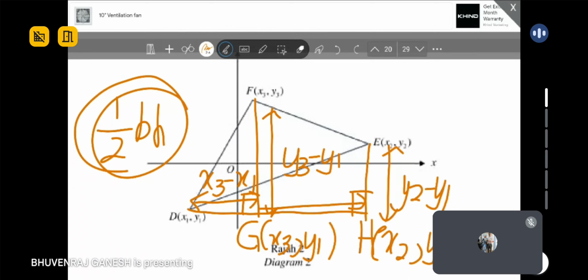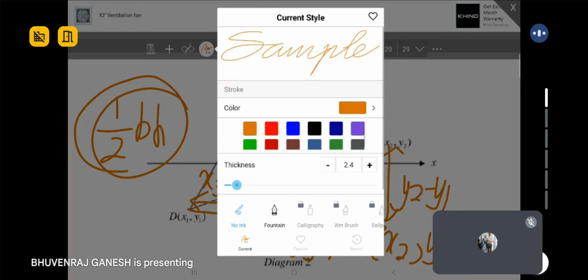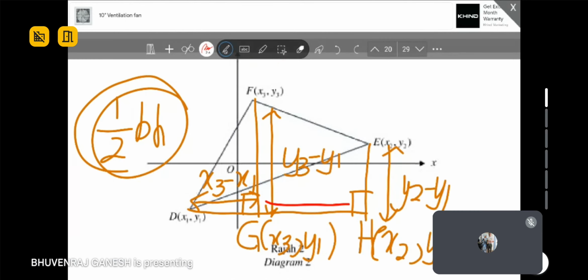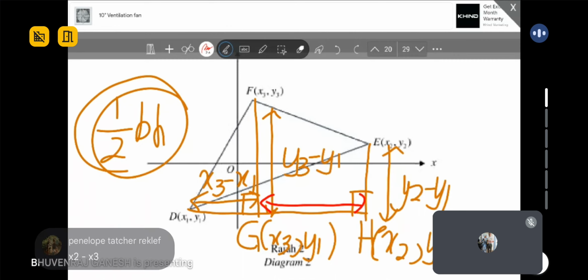This one. Okay, never mind. I use a different color. Kalau tak, kamu semua confused. Okay, this one. Yang merah. What is the length? Anyone? Apa panjang dia? GH. Yes. Okay, x2 minus x3. Okay, guys. So we already found all the lengths. Kita dah cari semua panjang.